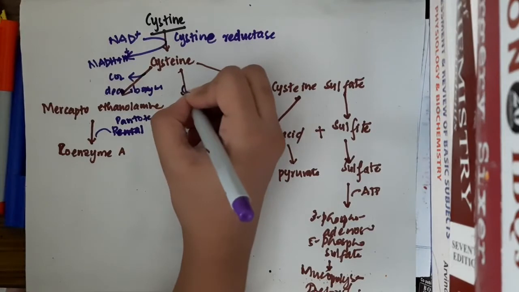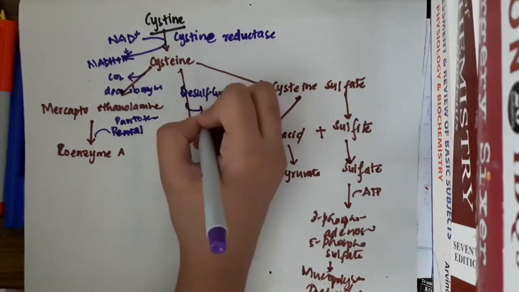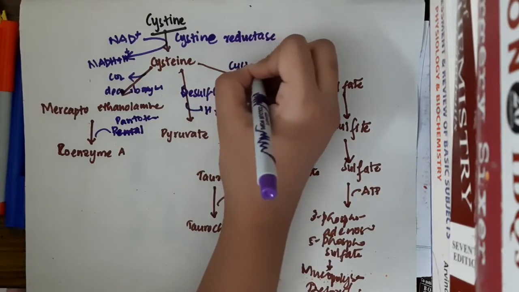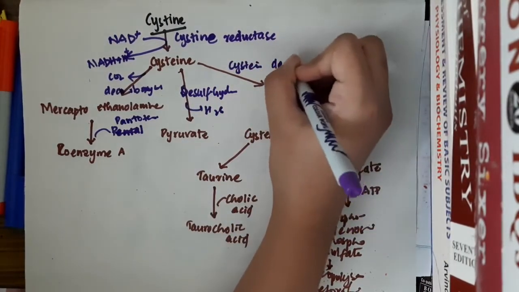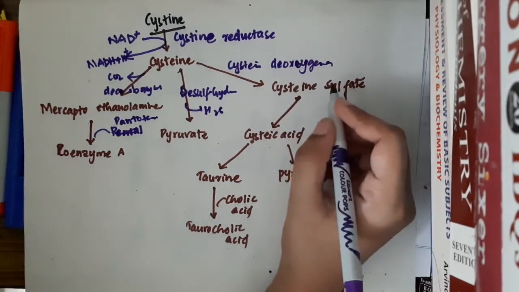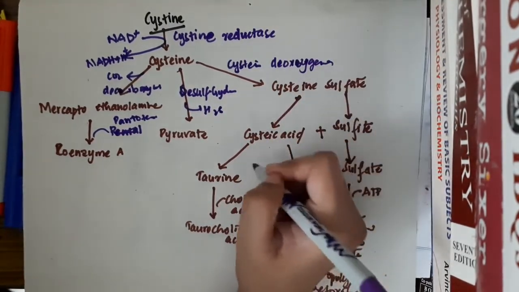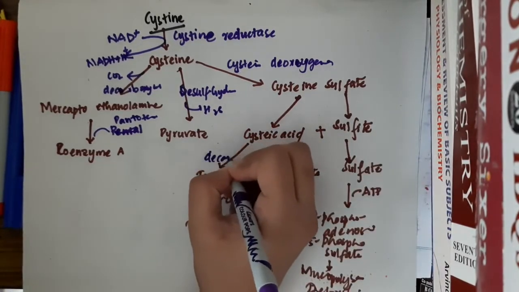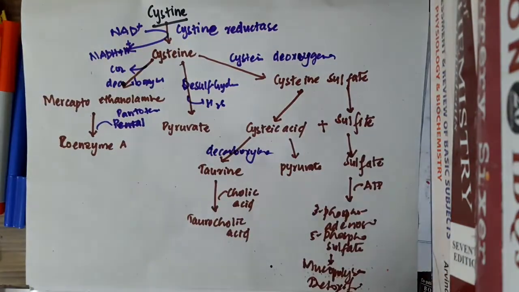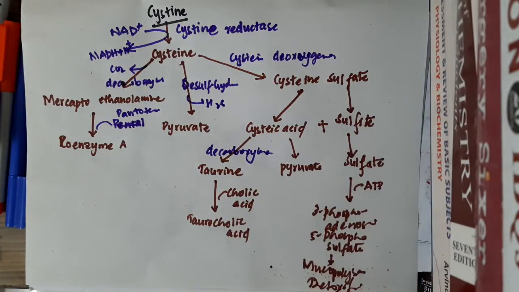Then this cysteine undergoes desulfhydrase, that is H2S is removed and it forms pyruvate. Cysteine also undergoes cysteine dioxygenase and it forms cysteine sulfinate. Then this cysteine sulfinate forms cysteic acid and sulfite. This cysteic acid undergoes decarboxylase and forms taurine and carbon dioxide. This taurine combines with cholic acid to form taurocholic acid.